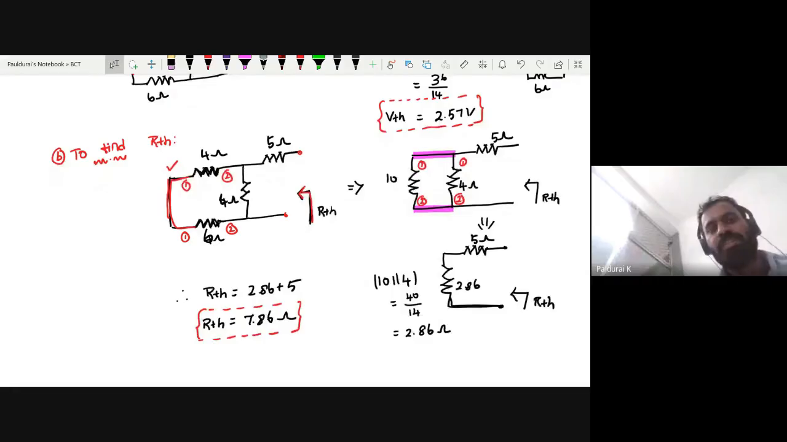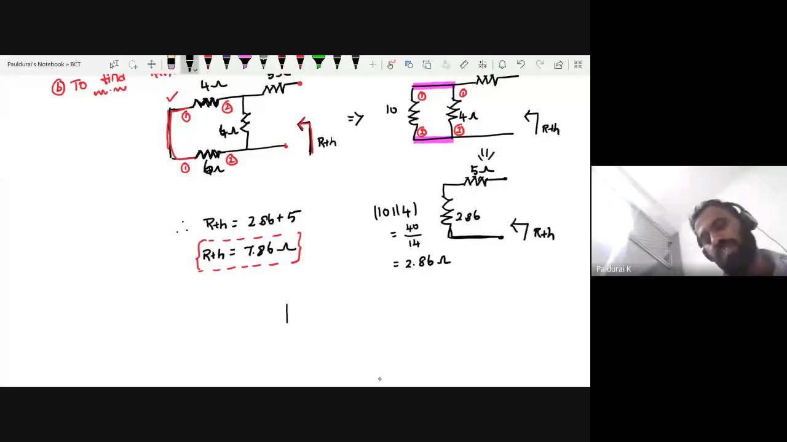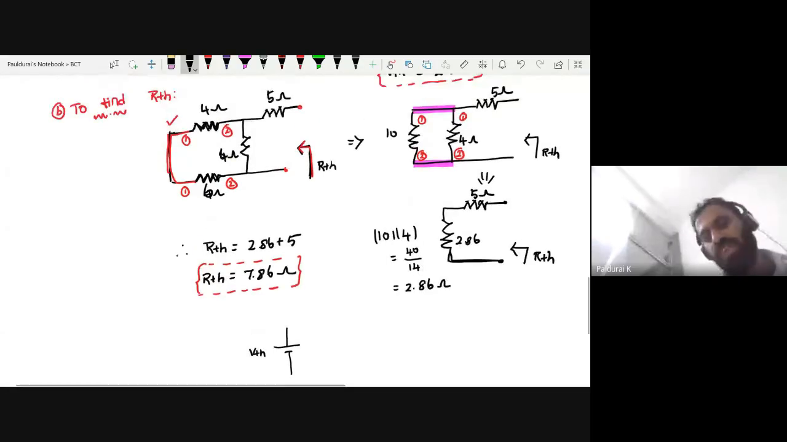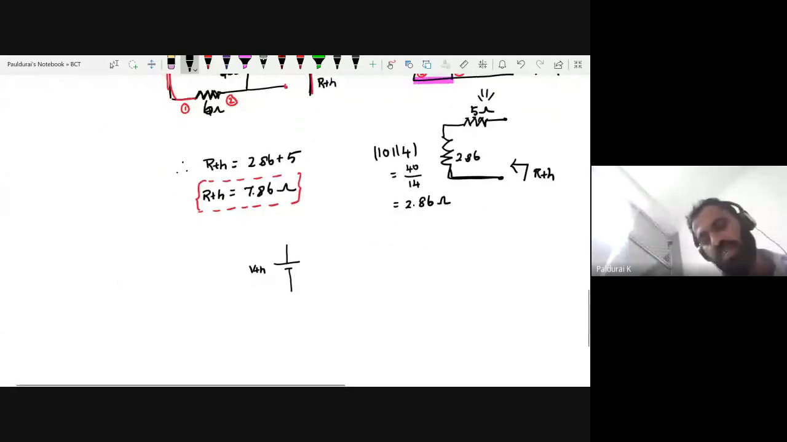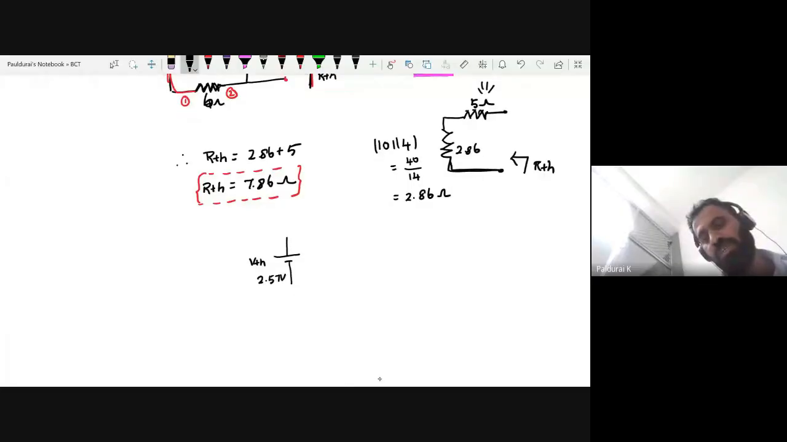I told you earlier. Now this, what is this VTH? What is this value? How much is VTH? 2.57 volt. Now see the beauty. 2.57 volt. And what is here? 7.86 ohm. This is my RTH.